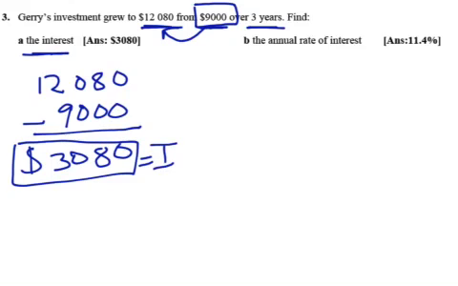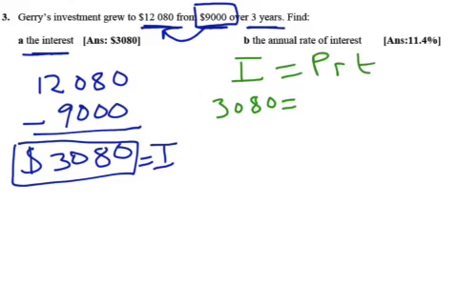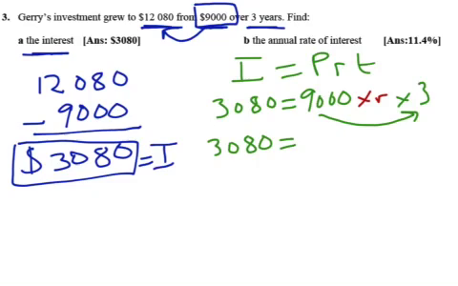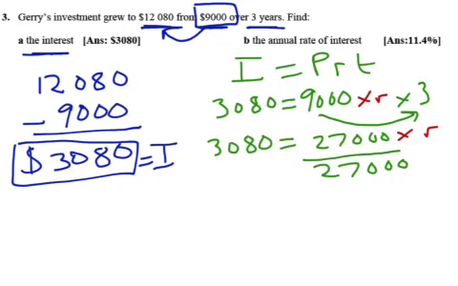So the extra money he's earned is the interest. Okay. Now to work out the interest rate, we need to start with the simple interest formula again. The interest is $3,080. Principal is $9,000. Interest rate we don't know. That's what you're trying to figure out. Now the number of years is 3. Now what you're going to do is multiply 9,000 by 3. 3,080 is equal to 27,000 times R. Now you're going to divide by 27,000 to get the R by itself.